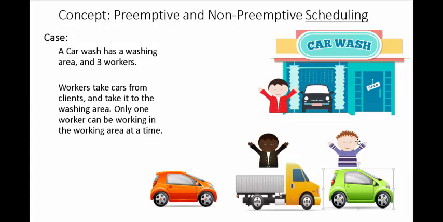When clients come, the workers may pick up a car, but if someone else is in there washing a car, you can't put 2 cars in there. It's just for 1 car. So probably you have to wait, even though the client has come ready to wash the car. We are going to use this simple example to explain the different parts of scheduling.